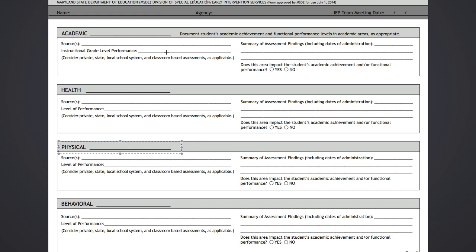Typically, the instructional grade level performance is some numerical information with perhaps a brief phrase to accompany it, while your summary of assessment findings tends to be a short narrative. The only sections of the PLAF that will appear on the student's IEP are the ones that are filled in. So you can see here you have the option to add information about the student in the areas of academic, health, physical, or behavioral needs.